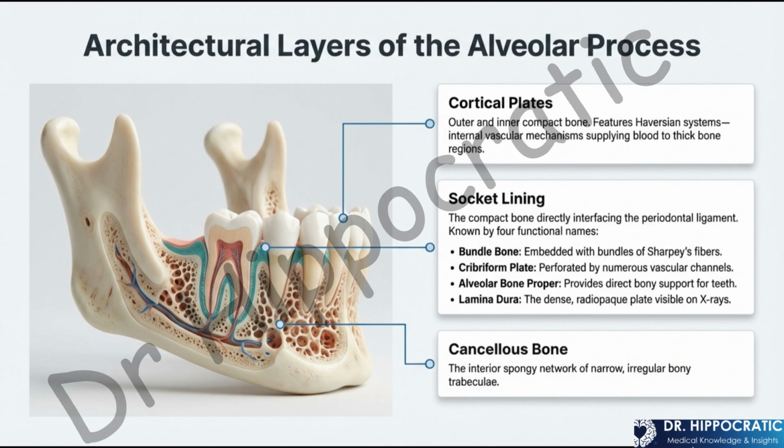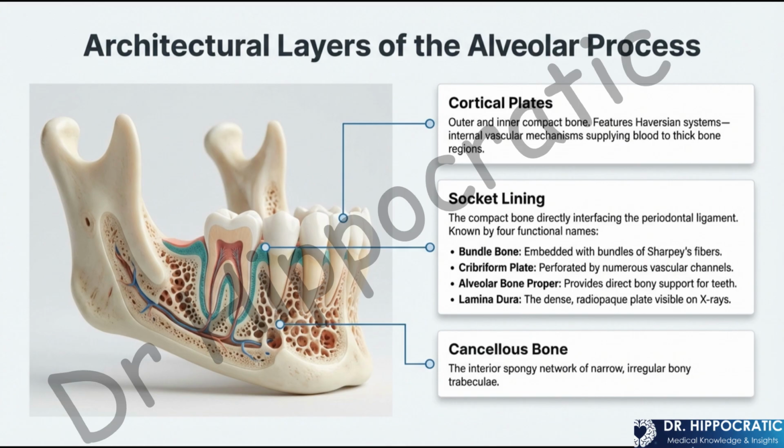That spongy interior is the cancellous bone. It's an intricate network of narrow, irregular bony branches called trabeculae. And that honeycomb nature is the secret to its strength. Absolutely. When you bite that apple, the force travels down the tooth, into the ligament, and dissipates right into that spongy, cancellous bone. It absorbs the shock so the hard outer shell doesn't fracture.